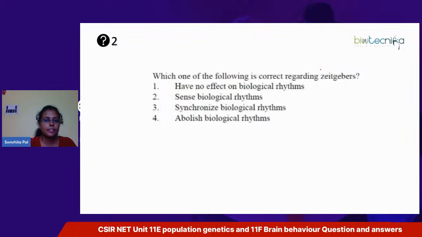Okay, next, which one of the following is correct regarding Zeitgeber? Number 1, they have no effect on biological rhythms. Sense biological rhythms, synchronize biological rhythms, abolish biological rhythms.